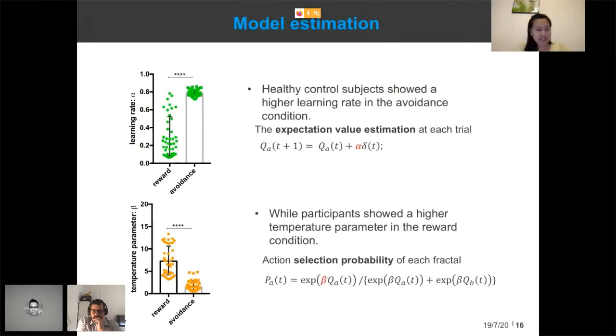So in the model estimation, we found that the healthy control group had a higher learning rate under the avoidance condition compared to the reward condition, which means that participants update more quickly under the avoidance condition. While the reward condition showed a higher temperature parameter compared to the avoidance condition, which means that all participants are more likely to exploit if they get a reward.